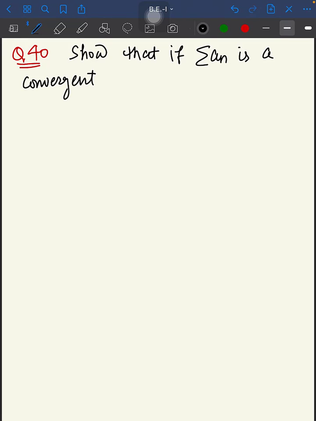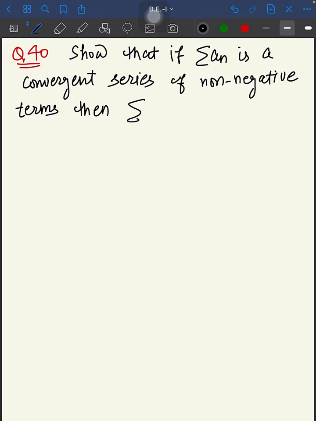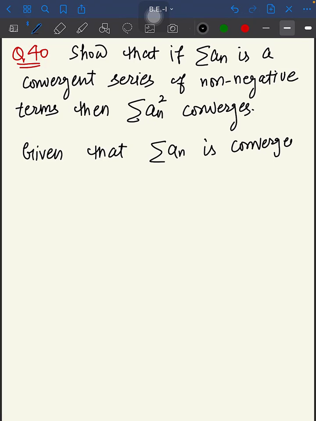Question number 40. What does it say? Show that if summation an is a convergent series of non-negative terms, then summation an square converges. That's what we're going to prove. Given that summation an is convergent, it must fulfill the necessary condition, which is limit n tends to infinity of an has to be 0, right?